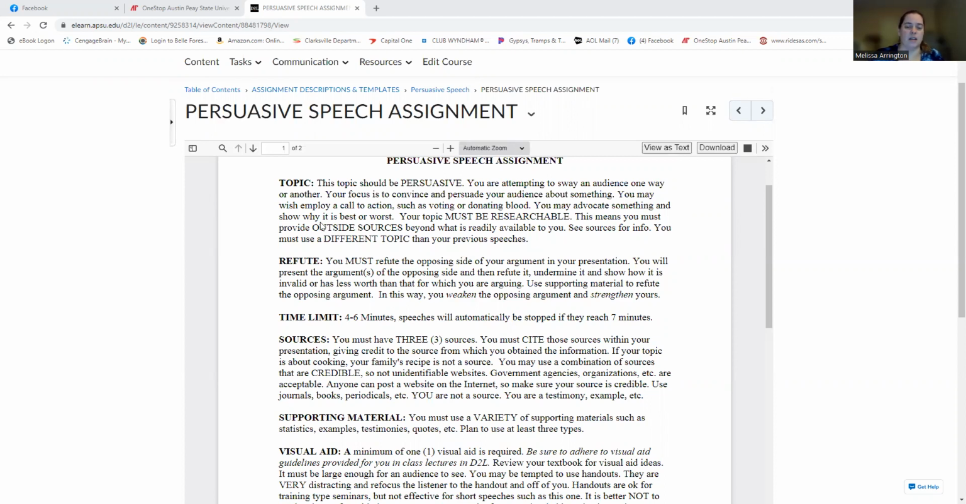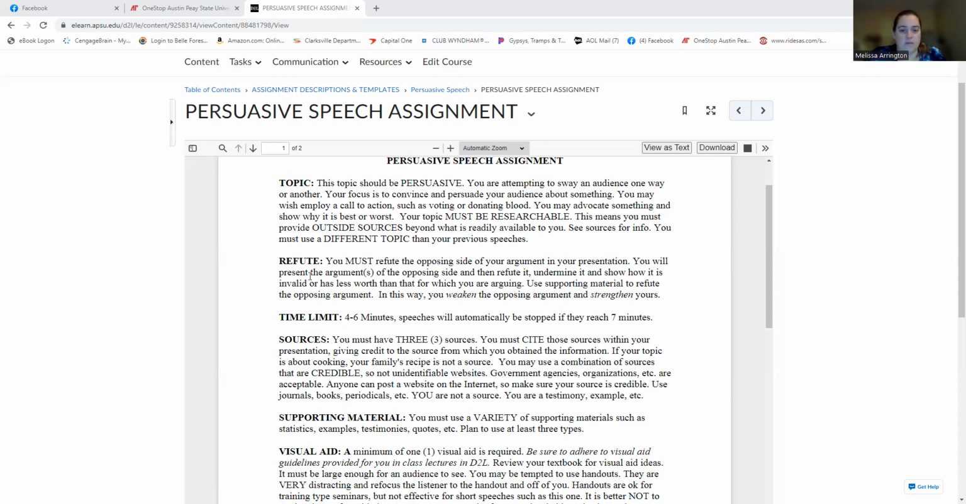It does talk about refute. This is not always going to be the case. There is not necessarily an opposing side to every argument. If you're trying to tell people why they shouldn't drink and drive, there really isn't a good argument to why people should drink and drive. So just use your own judgment when it comes to that. I'm not going to really take points off if you don't have one. So don't stress about that part too much.